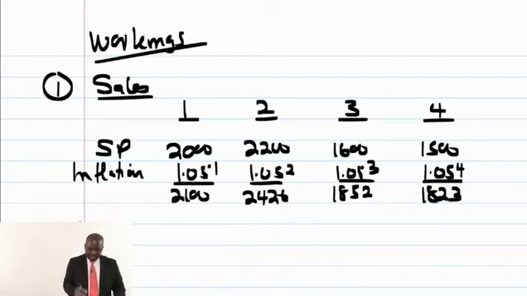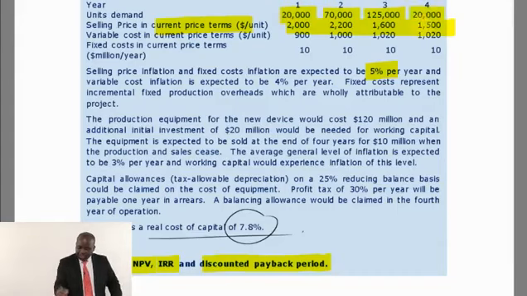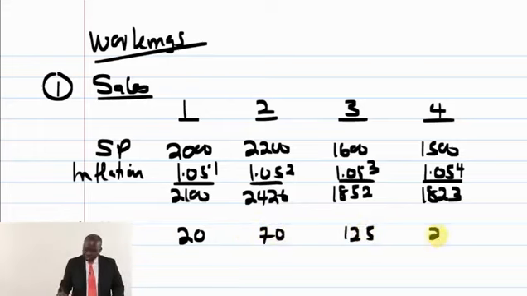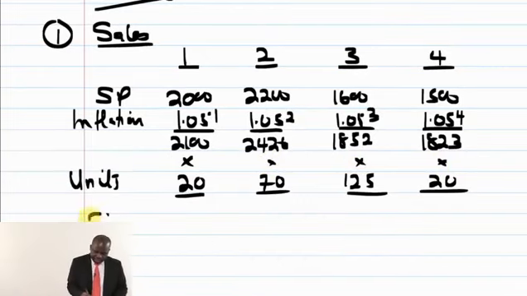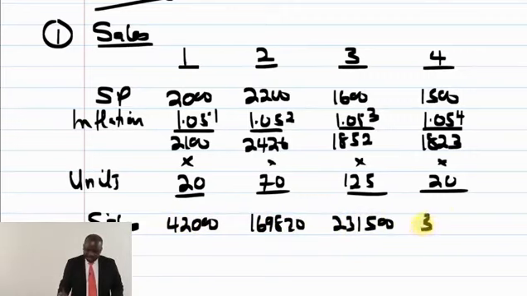Then I will need my units. What are the units? Keeping everything in thousands, they've given us units of 20,000, 70,000, 125,000, and 20,000. So we pick the units: 20, 70, 125, and then 20. And then I need to multiply. When I multiply the two, it should give me my sales values, and the sales values will be 42,000, 169,820, 231,500, 36,460. And these are the sales values.